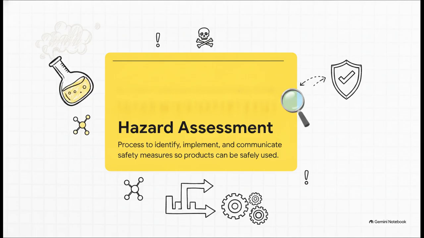The chemical industry often absolutely needs to produce volatile or hazardous materials to serve essential industrial functions. Because of that, the metric also requires companies to disclose the percentage of these specific products that have undergone a rigorous hazard assessment. An assessment proves the company isn't just blindly selling a dangerous chemical. They are actively identifying and documenting the necessary safety measures so that the product can be handled and used safely.